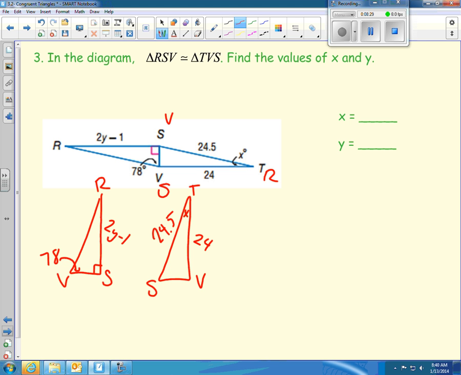So here's what I want you guys to do. I want you guys to take the time and find what our X and our Y equals in this example and come with those for our next class.